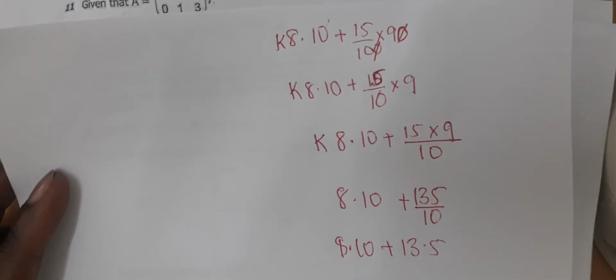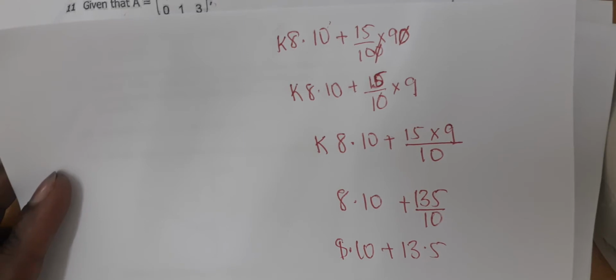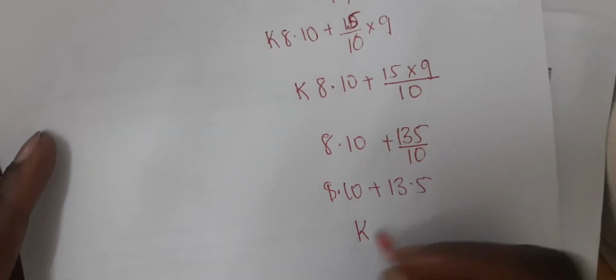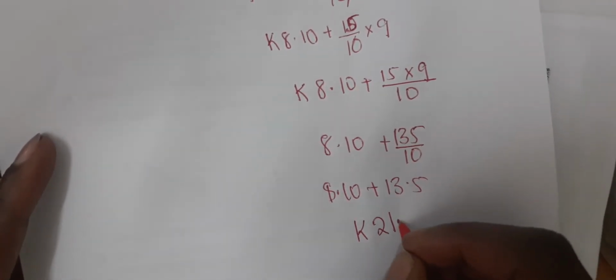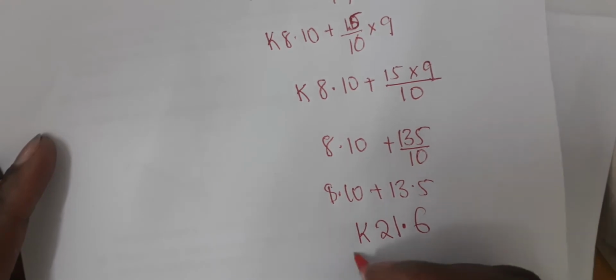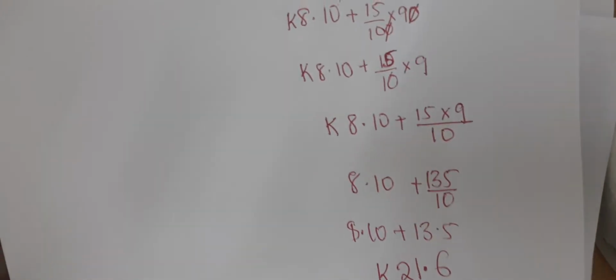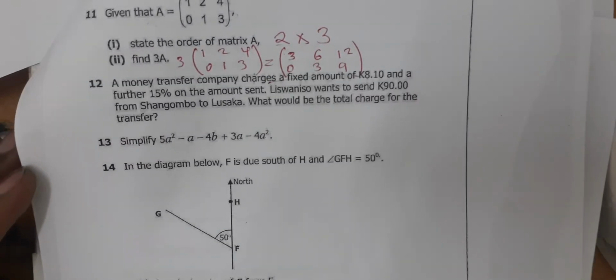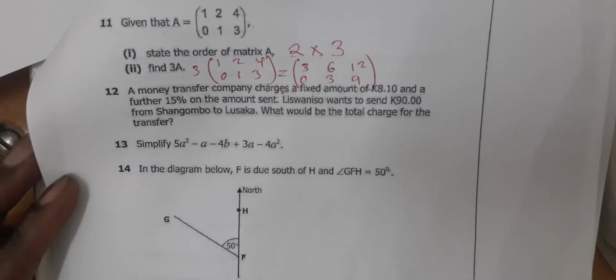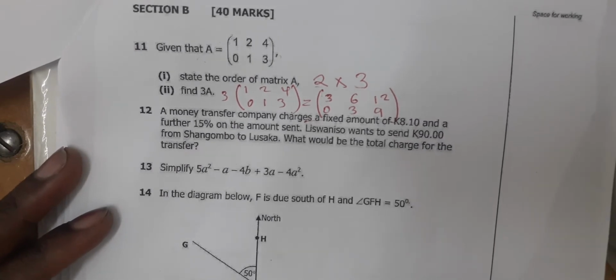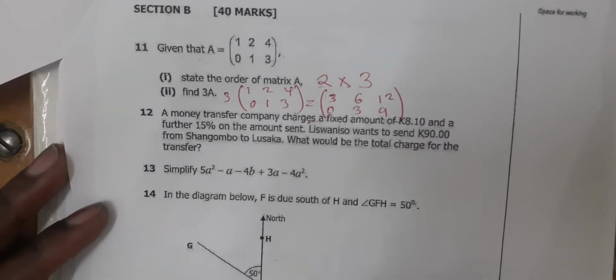So when you add these two, what do you get? These two give you 21.6. This is the amount that will be the total charge for sending that money.